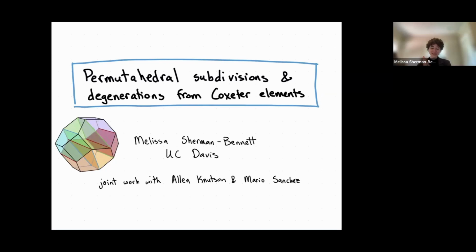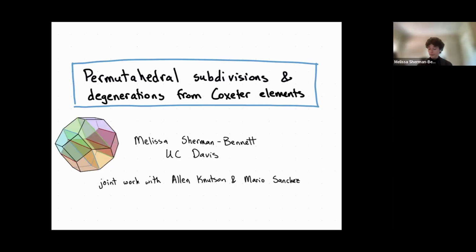All right, and with that, I'll get going. What I'm talking about today is joint work with Alan Knutson and Mario Sanchez. I'm mostly going to talk about the permutahedron and some subdivisions. I'm going to say a little bit about the degenerations, but not too much. If you're interested in that stuff, we could talk more about it later.